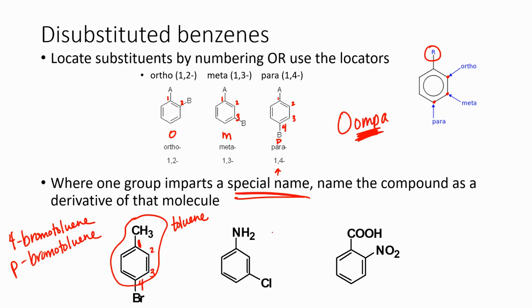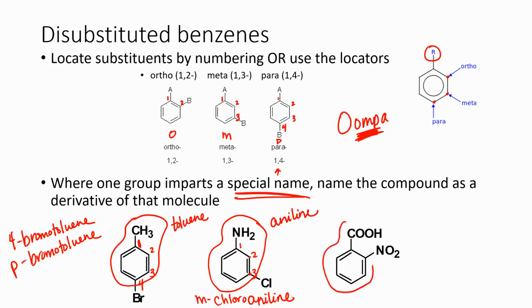Here we study and we look for a special group. And again, we have a special group here called aniline. So we can number, and we'd have 3-chloro. But at the 1,3, this is ortho. Nope, meta. So we'll have m-chloroaniline.